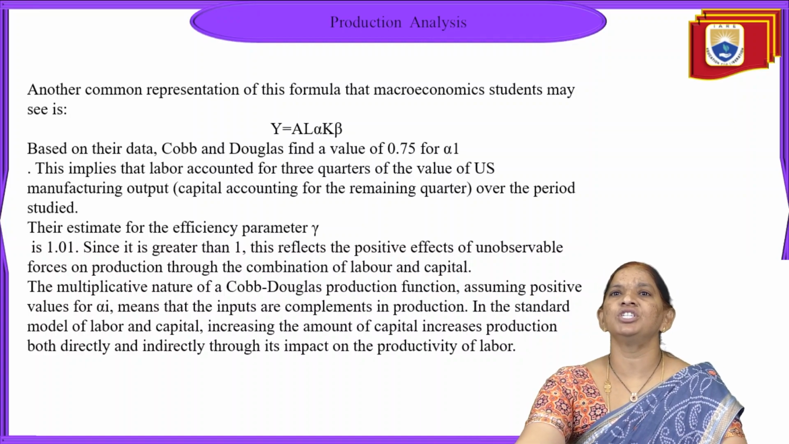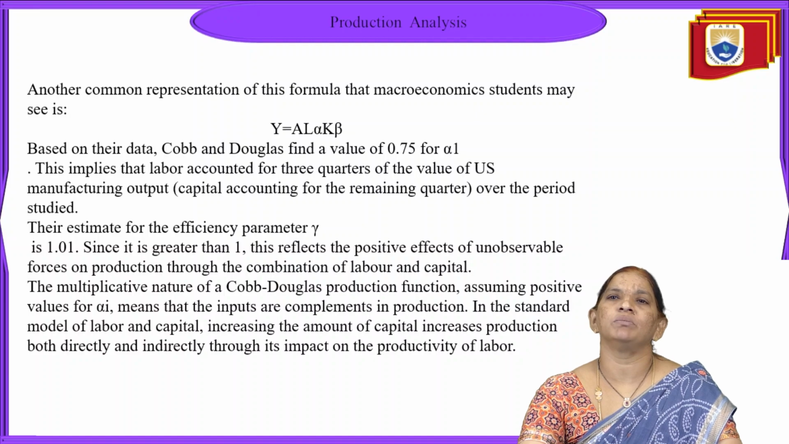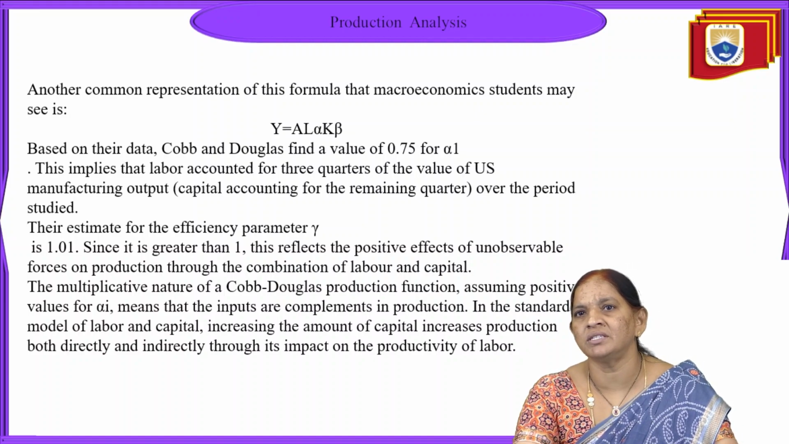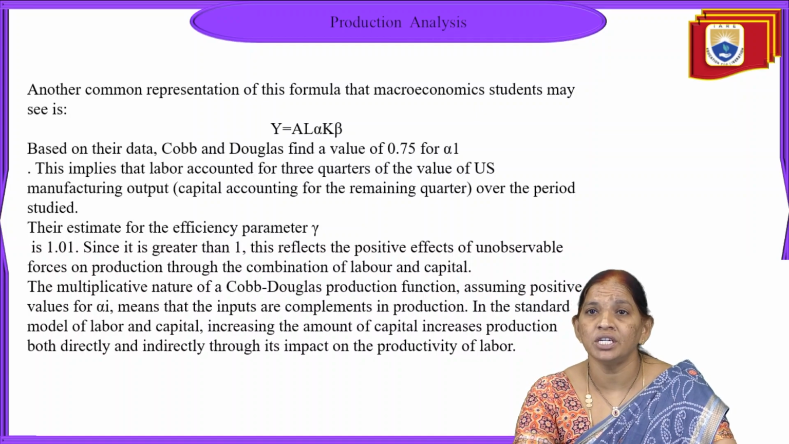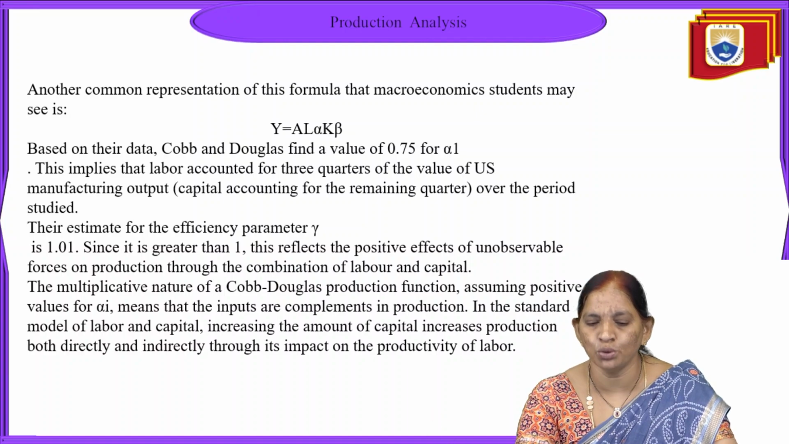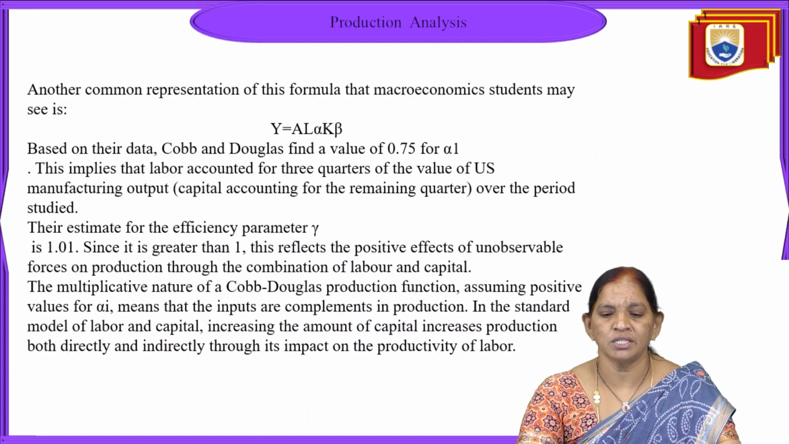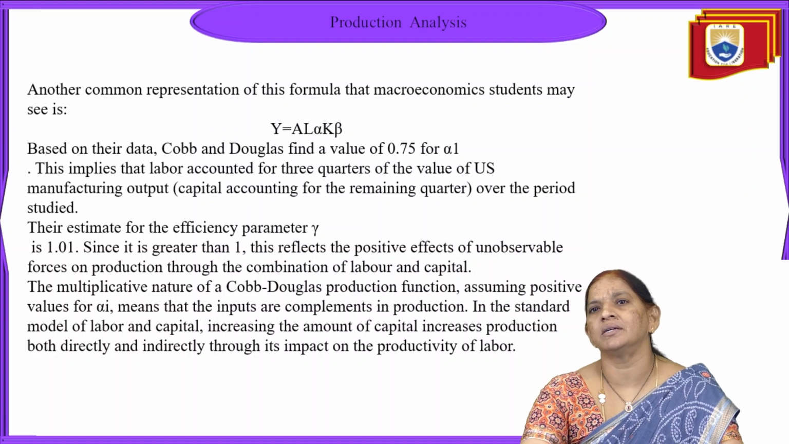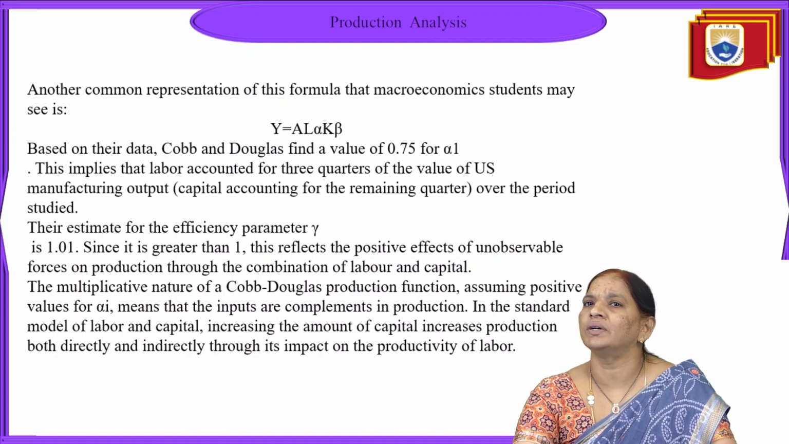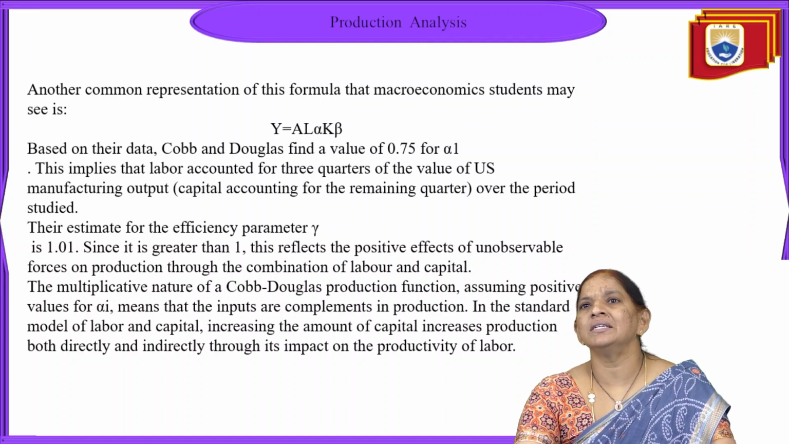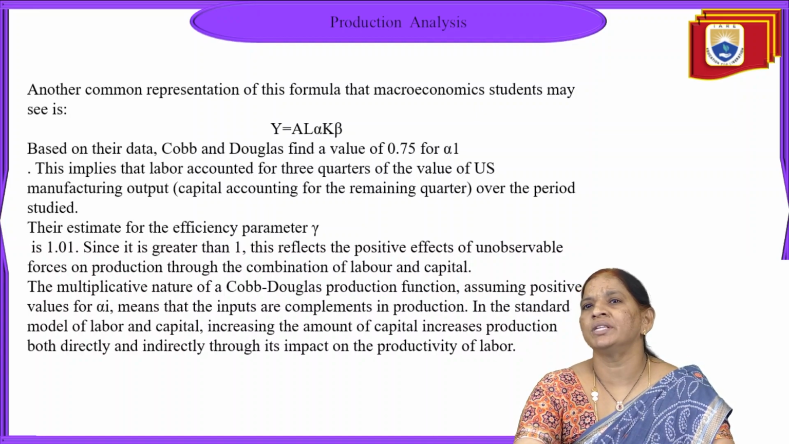Their estimation for the efficiency parameter was A. Why did they estimate it? They wanted to find out the efficiency parameter, that is, how efficient an output of production we are able to get. Their estimation for the efficiency parameter is 1.01, since it is greater than 1. Our estimation belongs to alpha, that is labor, and capital, which should be 1. So the standard is 1.